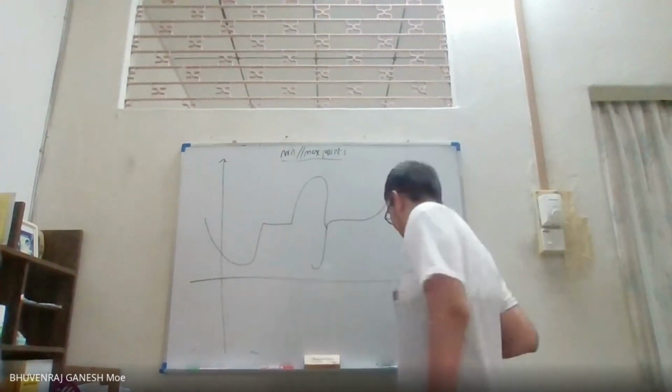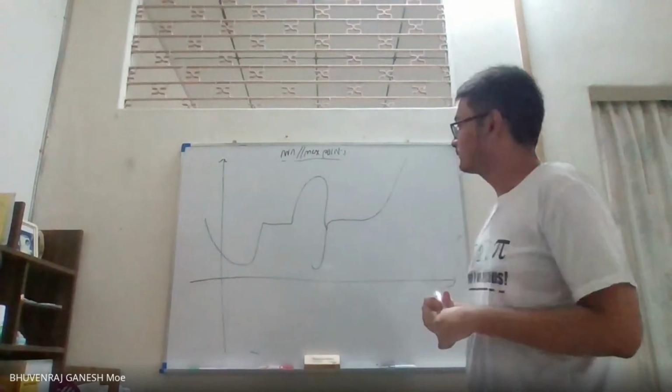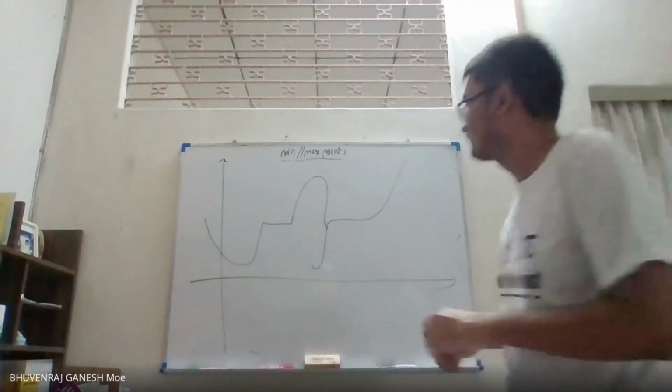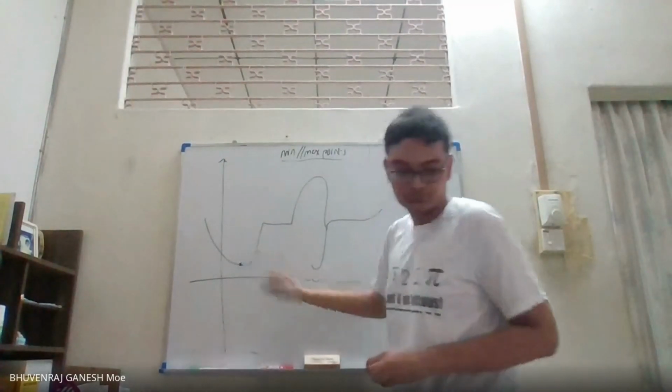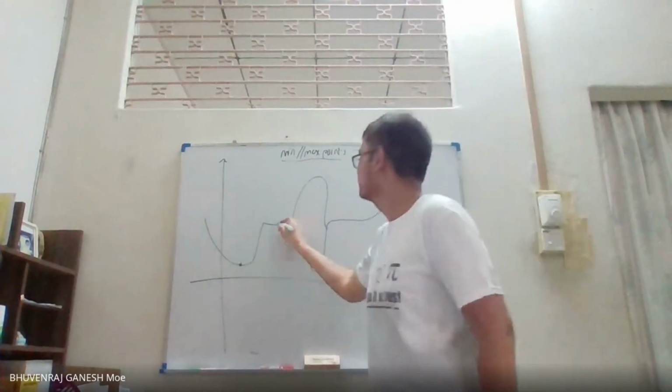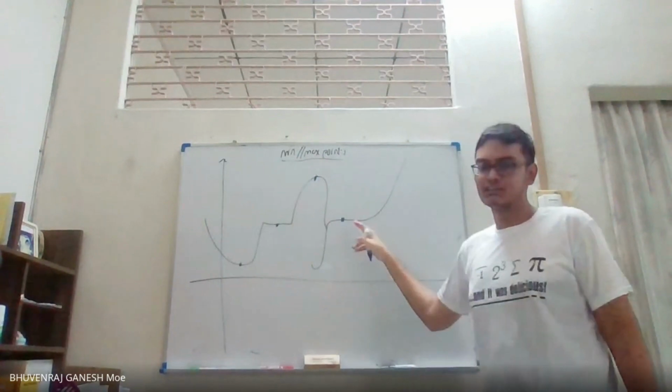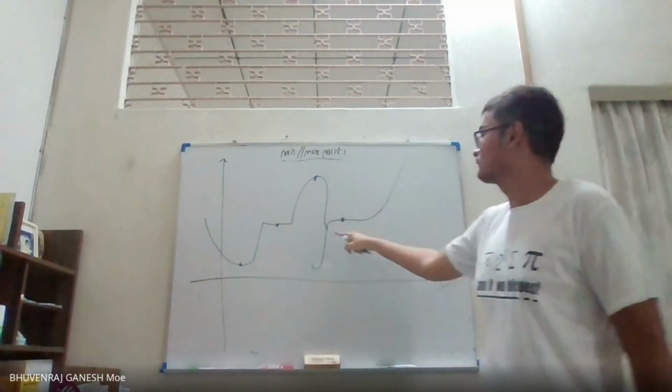So now we analyze. So how many turning points can you identify from here? 1, 2, 3, 4, 5, 4. Yeah, very good. 4. 1 is here, 2 is here, 3 is here, 4 is here. In cubic, we have, I think, 1 turning point, if I'm not mistaken, only this part.